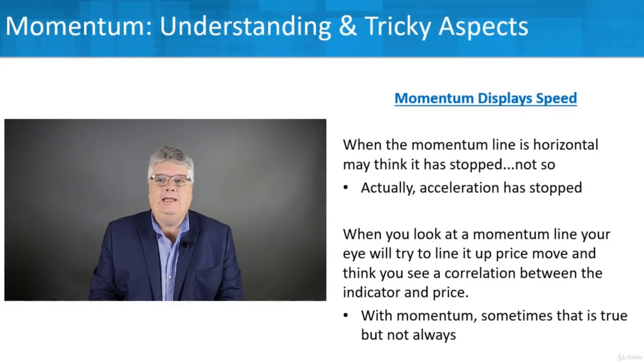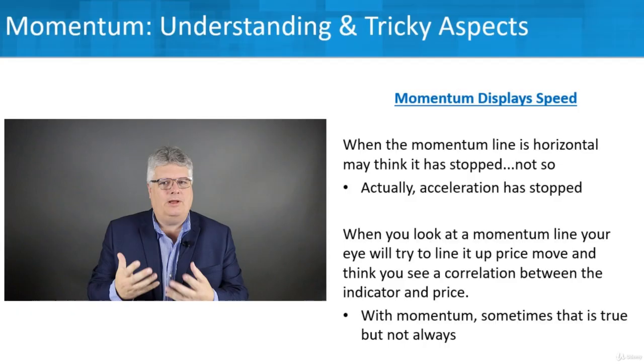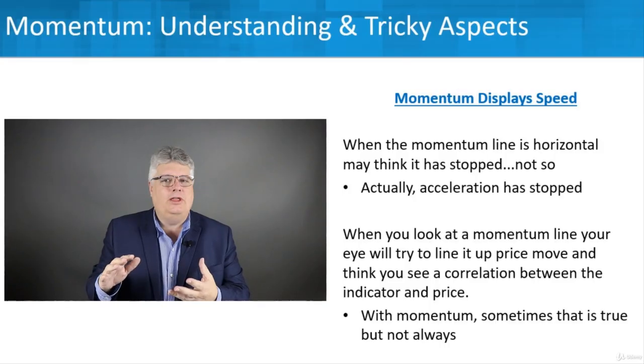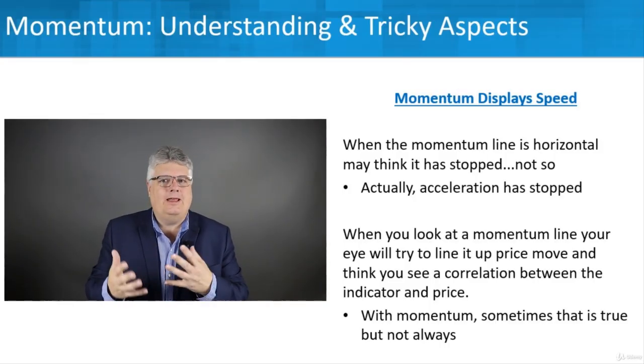So momentum is pretty easy to recognize on a chart, but there are a couple little things to understand and a couple little tricky things too, just to be aware of if you're using a momentum indicator. And you may think, well, when the momentum line is horizontal, that momentum has stopped. You know, that it's basically stopped in its tracks. And that's actually not so.